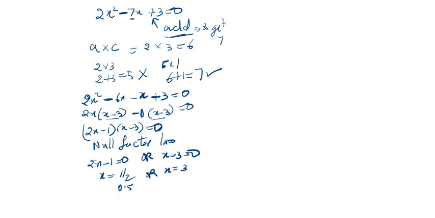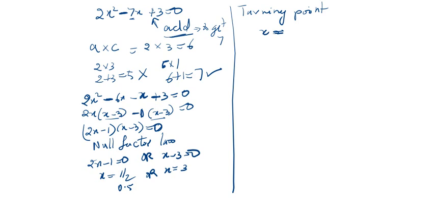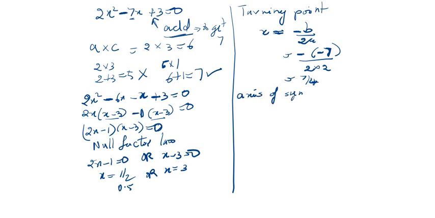Now you have to find your turning point. To find it, you know the x-coordinate of your turning point is given by the formula minus b by 2a. Here minus b is minus of minus 7, which is 7. So 7 divided by 2 times 2 gives me 7 by 4. This is the x-coordinate of my turning point. The x-coordinate also gives me the axis of symmetry. Remember, your axis of symmetry is an equation of a line, so that's your axis of symmetry.